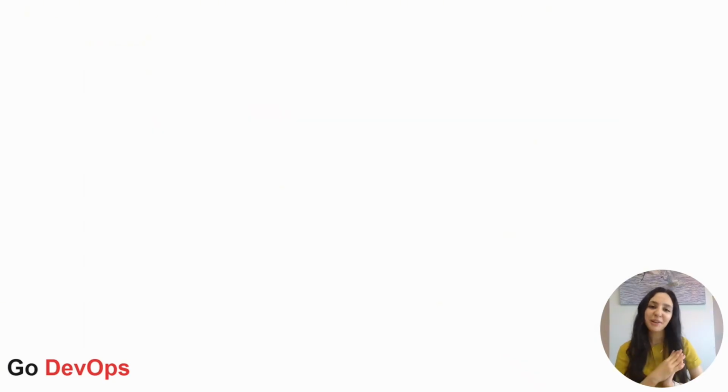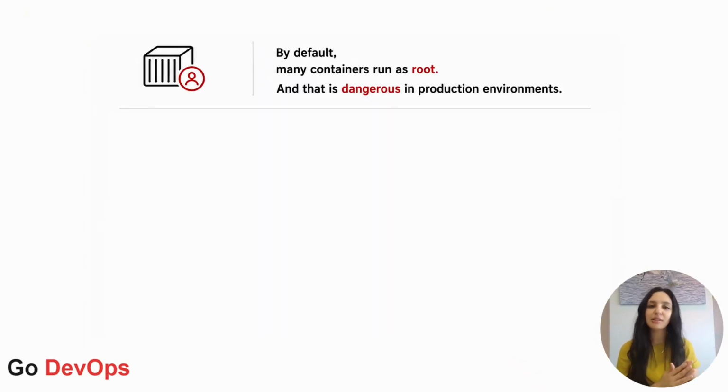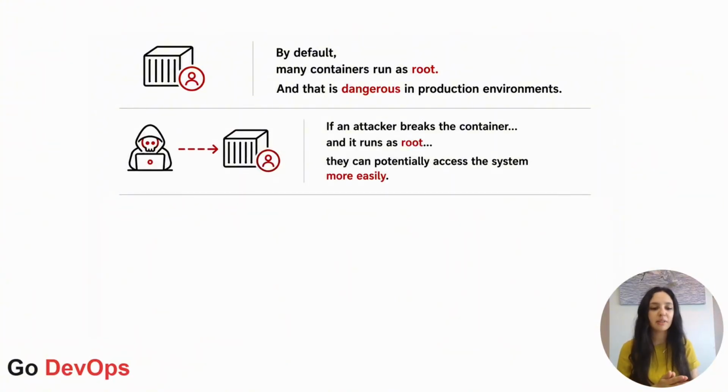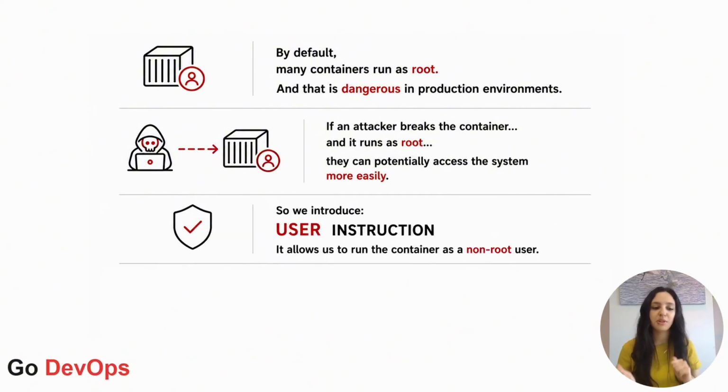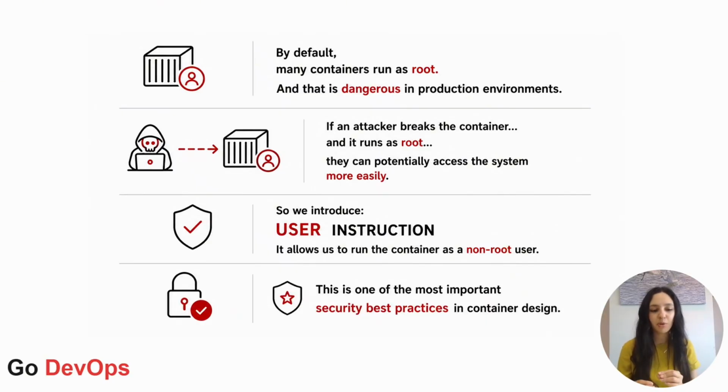Now let's talk about security. By default, many containers run as root, and that is dangerous in production environments. If an attacker breaks out of the container and it runs as root, they can potentially access the system more easily. So we introduce the USER instruction. It allows us to run the container as a non-root user. And this is one of the most important security best practices in container design.